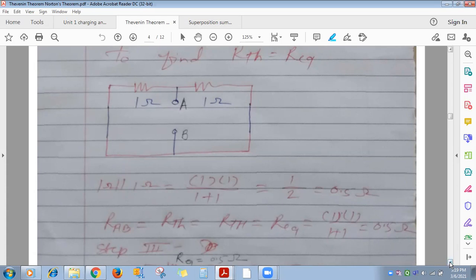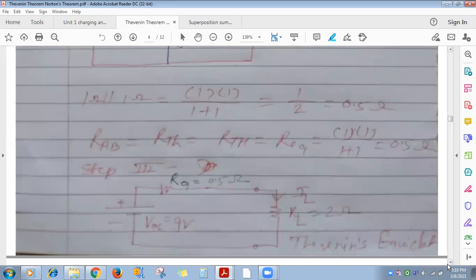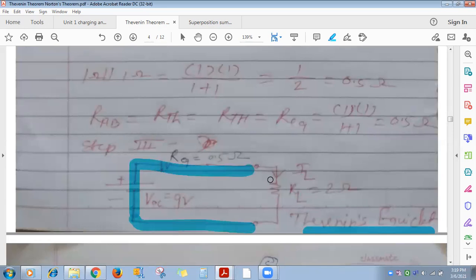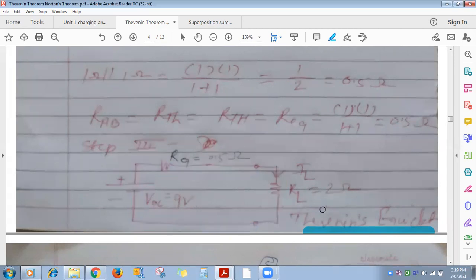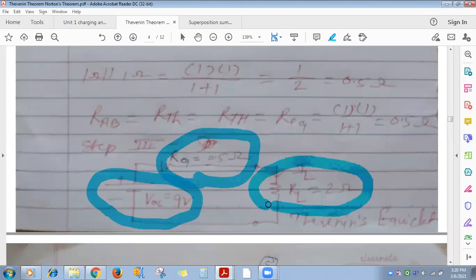Now what is the third step? Drawing the complete circuit, the Thevenin circuit. Draw Thevenin's equivalent circuit. See here, Thevenin's equivalent circuit: VTH in series with RTH, and across these two terminals you have to draw the load resistance. VTH, or VOC, we got 9 volt. R equivalent we got 0.5 ohm. RL is already given, 2 ohm.